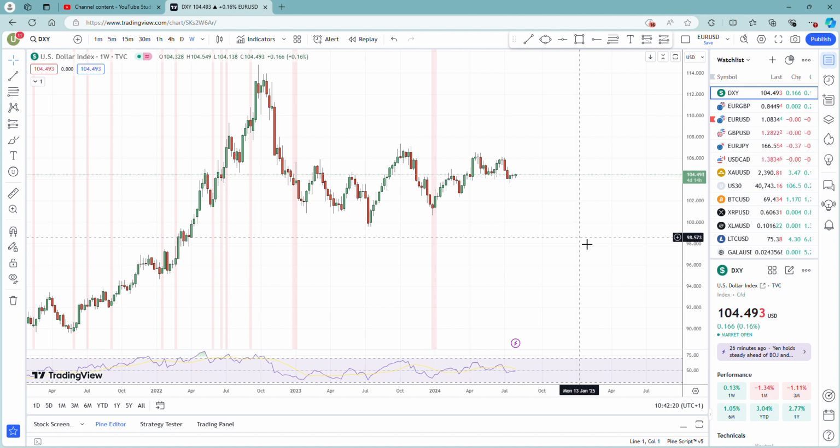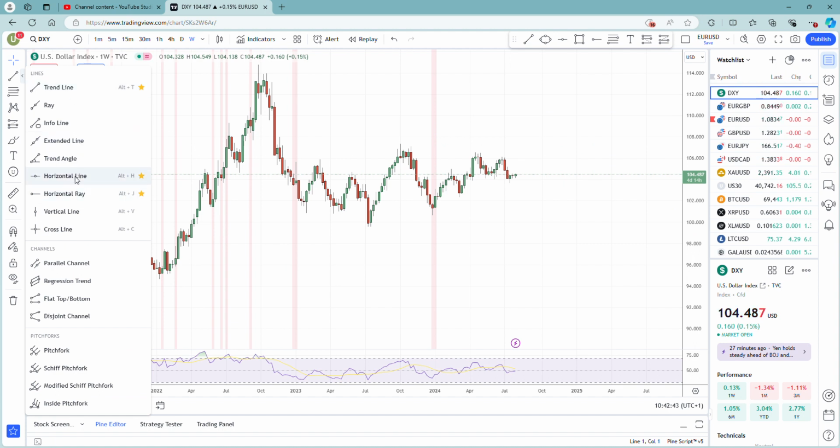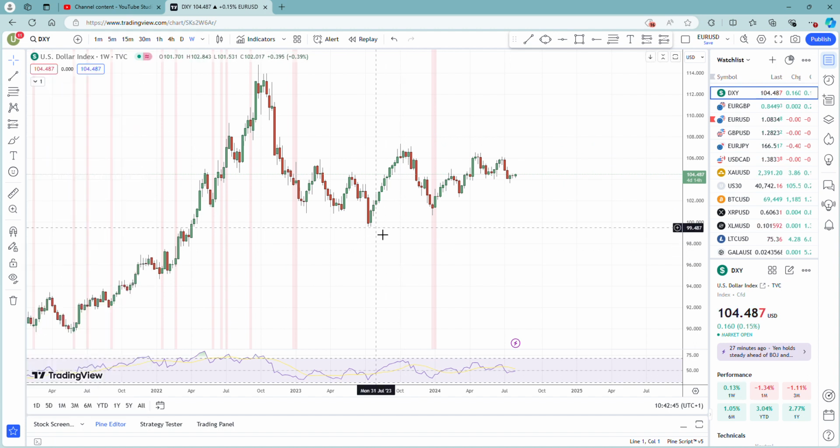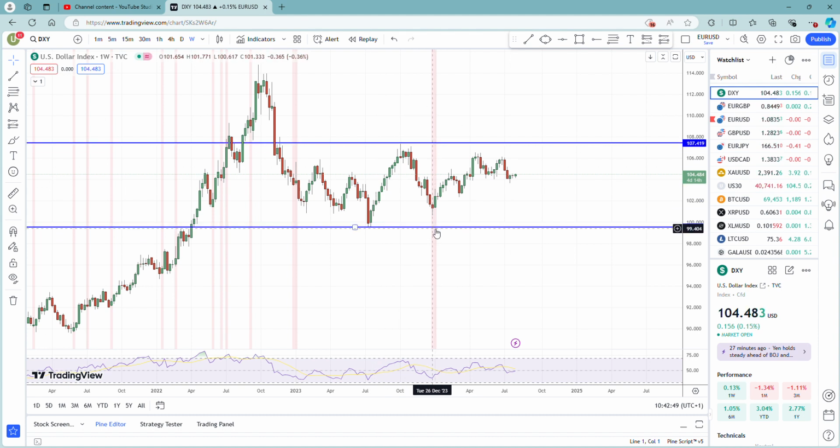Let's get started. Start on the weekly time frame on a DXY. Remember, if you trade in the USD pairs, you always need to look at the dollar index. Start on the weekly by marking your support and resistance. So we've got here the horizontal line. Here is your support, here is your resistance.